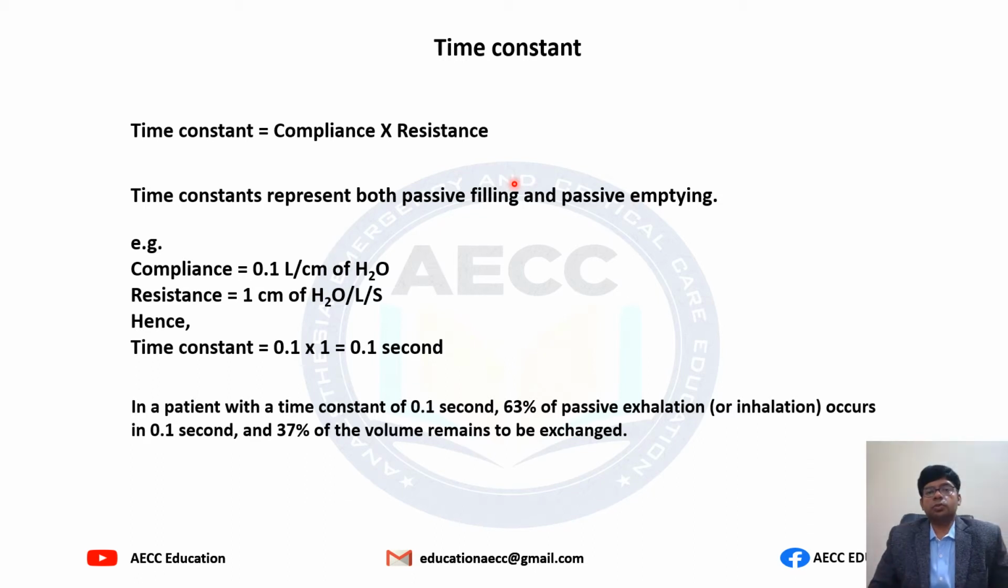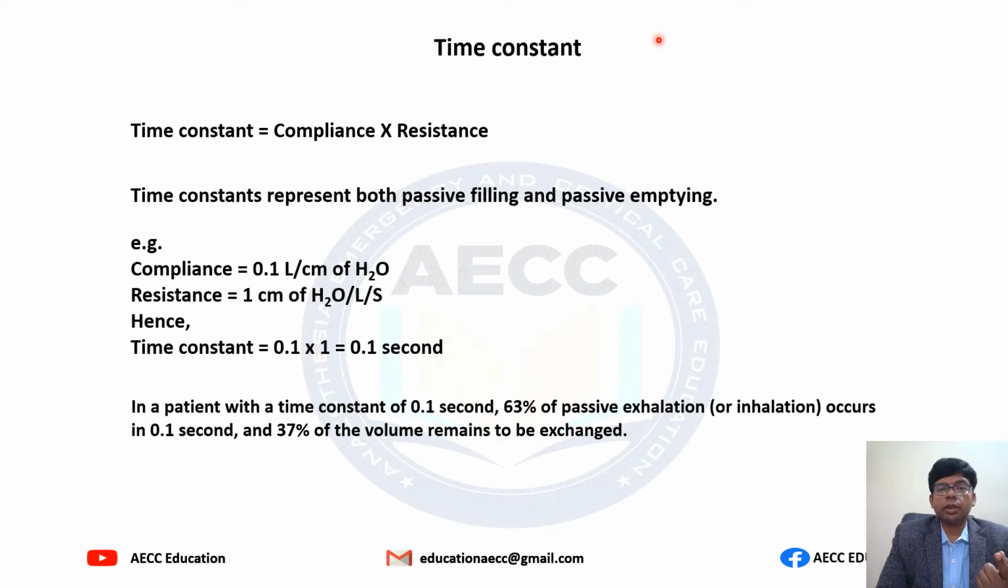Now let's move to the time constant. What is the time constant? The product of compliance and resistance is called the time constant. For any value of compliance and resistance, the time constant equals the length of time needed for the lung to inflate or deflate to a certain percentage of its volume. One time constant allows 63% of the volume to be exhaled or inhaled.